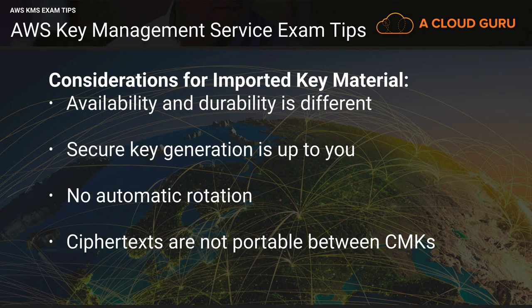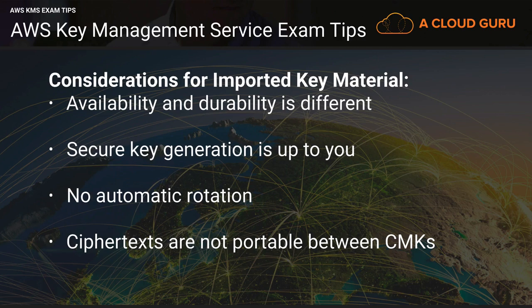Now, Amazon would have enough metadata around the customer master key to recreate it. However, you still need to provide them with the imported key material. You still need to provide that to them. They will then be able to recreate the customer master key. If you lose that imported key material, then your data is basically gone. It's in a black hole. You'll never be able to get it back.